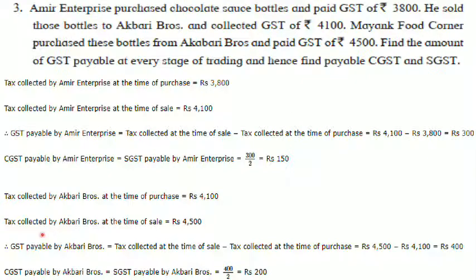Tax collected by Akbari Brothers at the time of purchase is rupees 4,100. And tax collected by Akbari Brothers at the time of sale? How much? Rupees 4,500. So GST payable is tax collected at the time of sale minus tax collected at the time of purchase, 4,500 minus rupees 4,100. So it is rupees 400. So CGST and SGST is GST divided by 2, that is rupees 200.